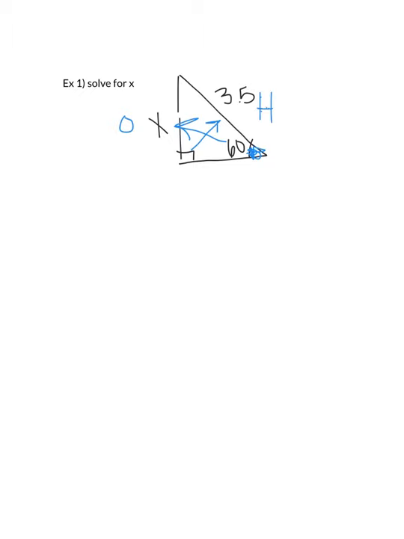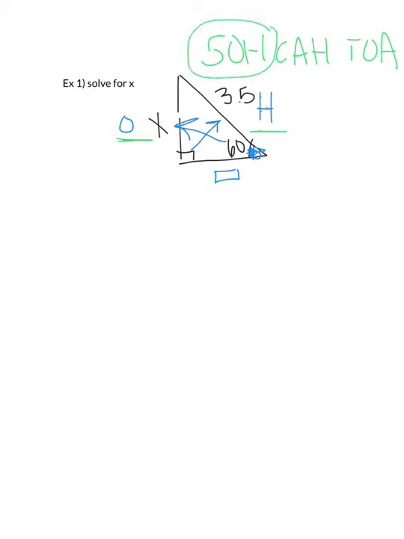I'm not going to label this side on the bottom because I don't care about it and I don't know it. So I'm not trying to find it and I don't know what it is already, so I'm just not going to label it. When I do this and I only label the sides that I care about, it's easier for me to figure out what formula I want to use. So we can remember SOHCAHTOA. Now I've labeled O and I've labeled H. Right away I can see that the formula I need to be using is sine.